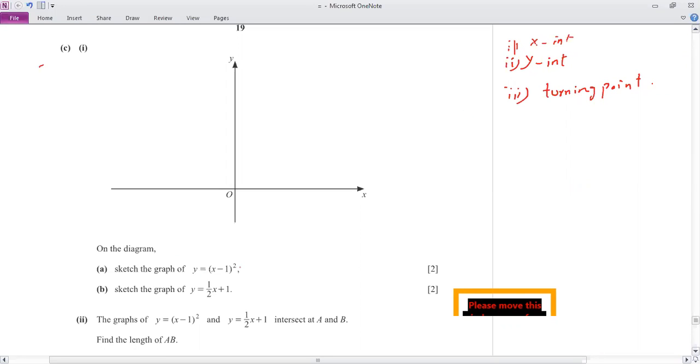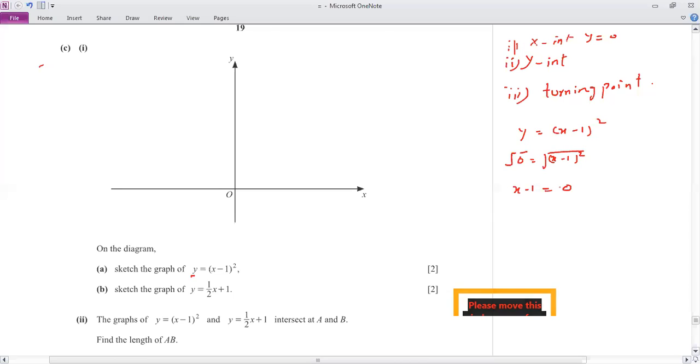So to sketch this graph, basically, first I will find the x-intercept. I will sketch the graph for y is equal to (x minus 1) squared. Whenever you need to find the x-intercept, you will put y is equal to 0. It will be (x minus 1) squared equals 0. Take the square root on both sides. So x minus 1 will be equal to 0.